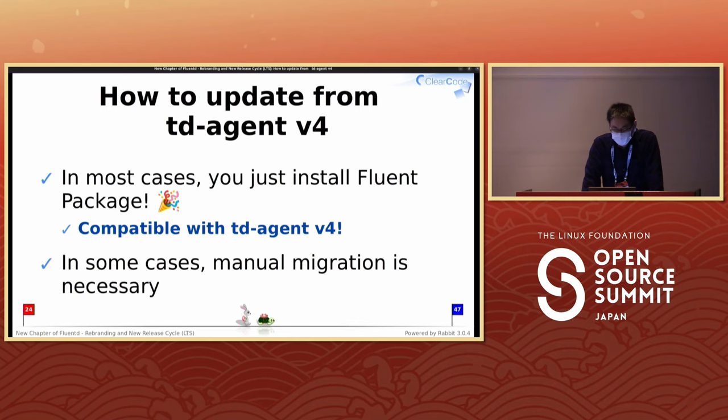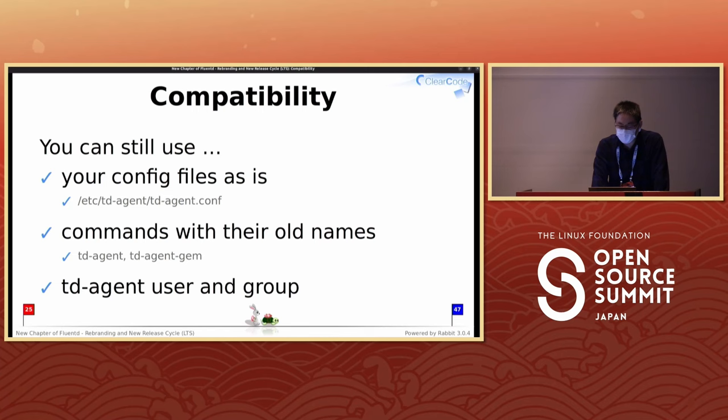But manual migration is still necessary in many cases because td-agent can be customized in many ways, so we cannot expect to cover all of those migration paths automatically. Basically, we take care of keeping compatibility. So if you upgrade from td-agent version 4, you can still use all commands, config files, command names, usernames and groups.